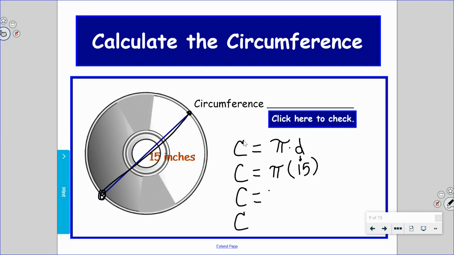Thirdly, I'm going to go ahead and put the 15 in front of the pi. You may choose to put the dot. You may not put the dot. That's up to you. And then I'm going to ask myself, what is it we're measuring? Are we needing inches, inches squared, or inches cubed?